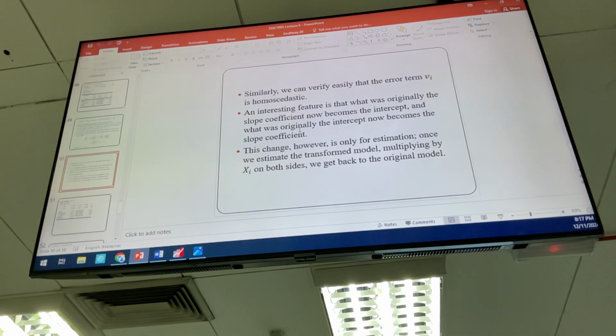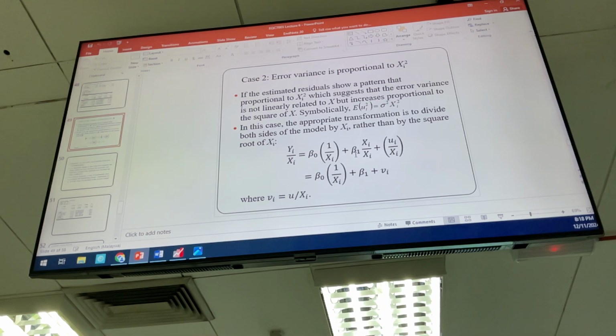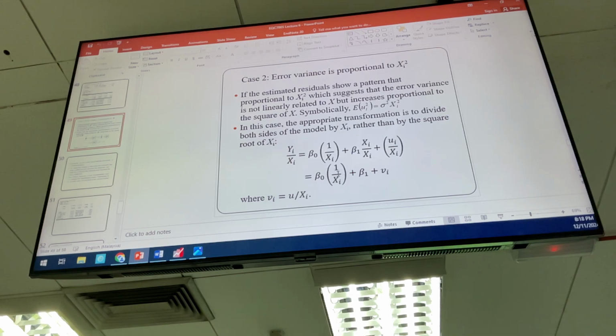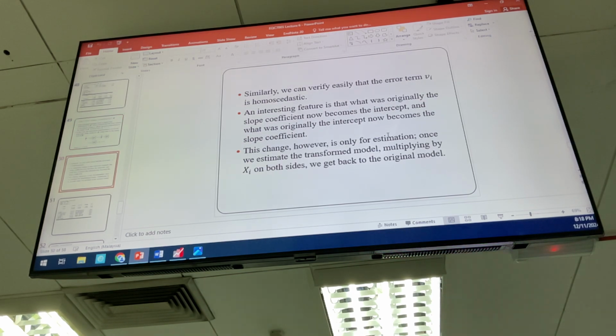So notice that an interesting feature is that what was originally the slope coefficient now becomes the intercept. What was originally the slope coefficient for sales, beta 1, now becomes an intercept. And what was originally the intercept now becomes the slope coefficient. This change, however, is only for estimation, in order to provide us a reliable estimate of the standard error. Multiplying by xi on both sides, we get back the original.